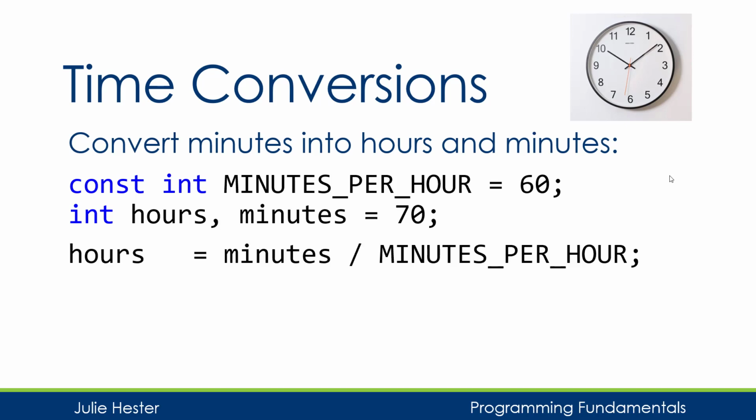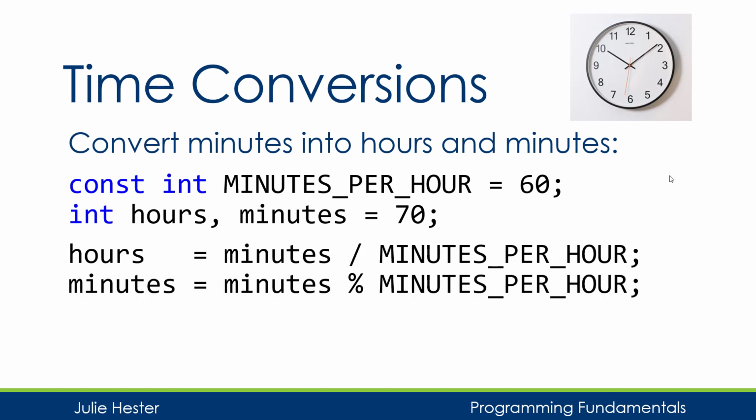So the first thing I'm going to do is figure out how many hours I have. I'm going to take my overall minutes of 70, divide them by 60 minutes per hour, and obviously I'm only going to get 1 hour out of that. It's integer division, I get a single hour and I discard the remainder. And that's going to work just fine for calculating the hours.